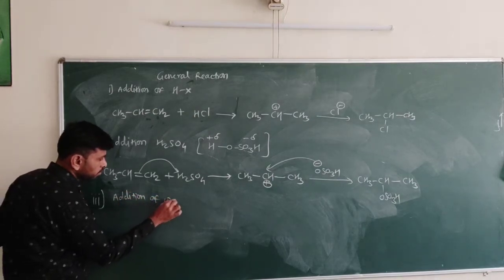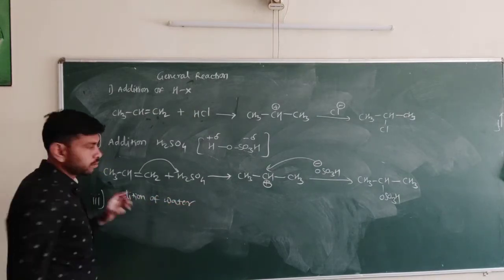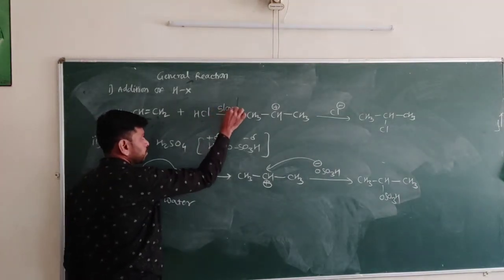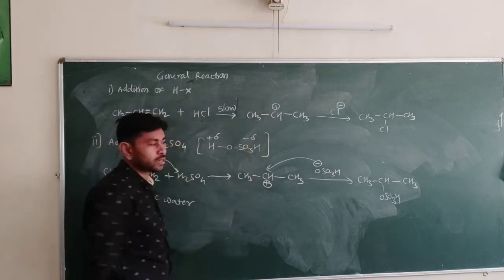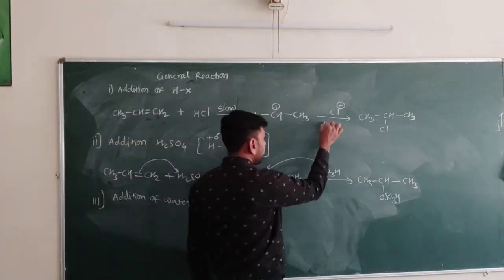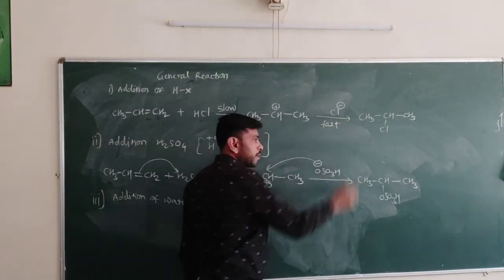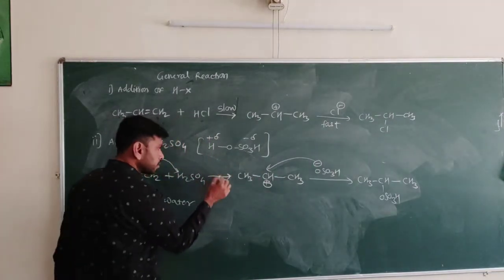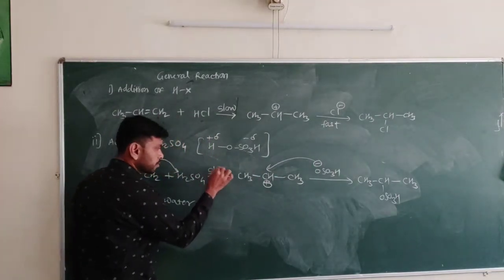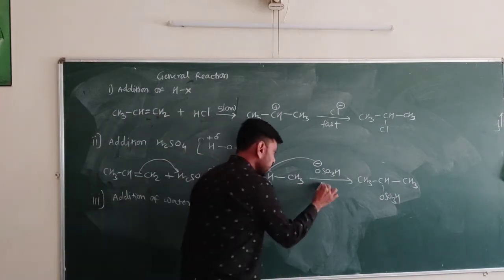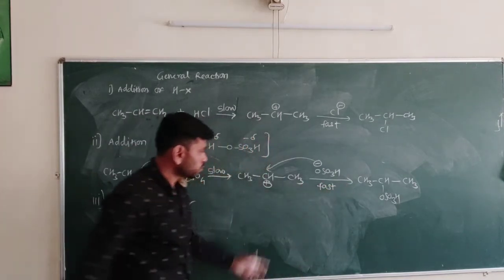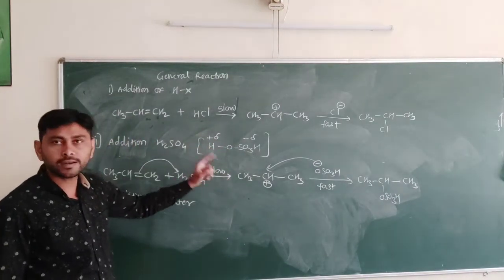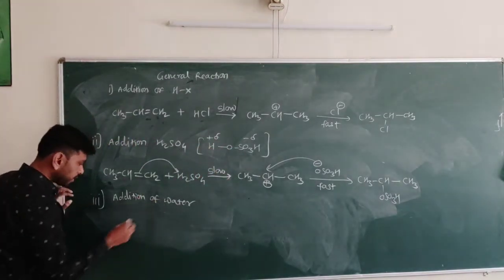Addition of water. And remember that in every reaction, this first step, that is formation of carbocation, is a slow step, and addition of base is a fast step. Here in the second reaction, this one is the slow step, and this second is a fast step. So formation of carbocation is a slow step and it is a rate determining step.